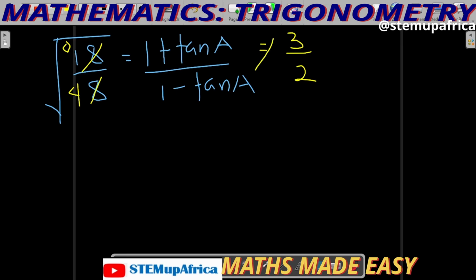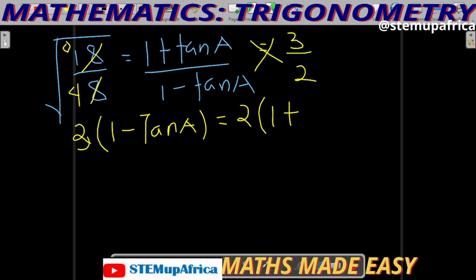So I will just simply cross multiply. I'm having 3 into 1 minus tan A is equal to 2 into 1 plus tan A. So if I open the brackets, I'm having 3 here minus 3 tan A.